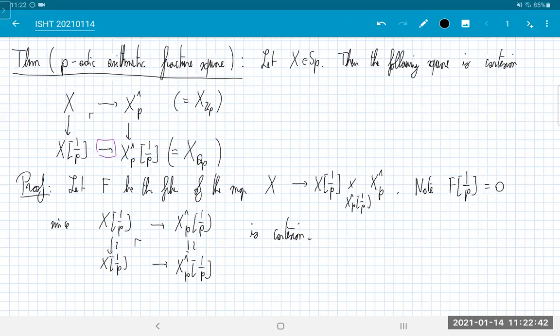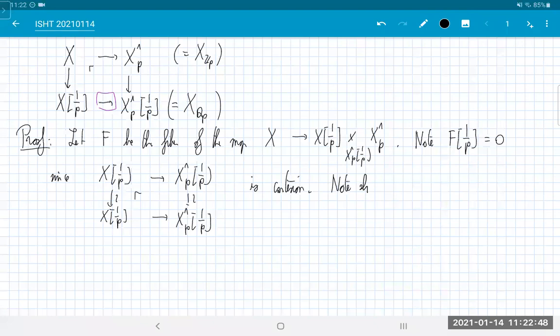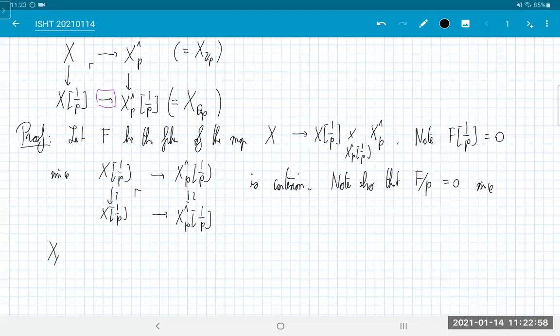That's not a very deep observation, but note also that F mod P is zero, since we have actually X mod P going to X with P inverted mod P, and this is zero, going to X mod P, and that's an equivalence because the P completion map is an S mod P equivalence. And then finally, downstairs, you get this.